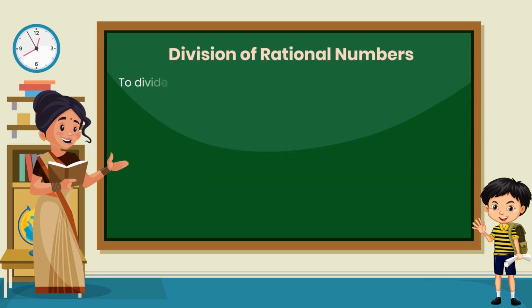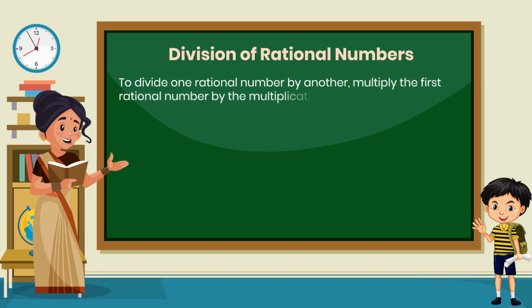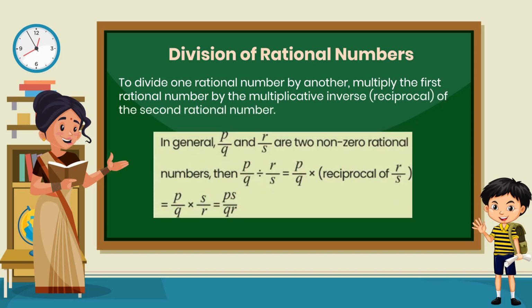Division of rational numbers. To divide one rational number by another, multiply the first rational number by the multiplicative inverse, the reciprocal, of the second rational number. In general, p by q and r by s are two non-zero rational numbers. Then p by q divided by r by s equals p by q into the reciprocal of r by s, which equals p by q into s by r, equals ps by qr.